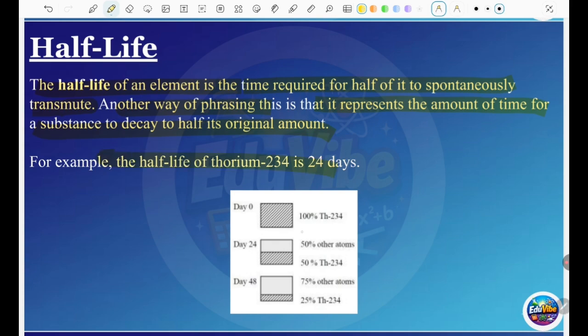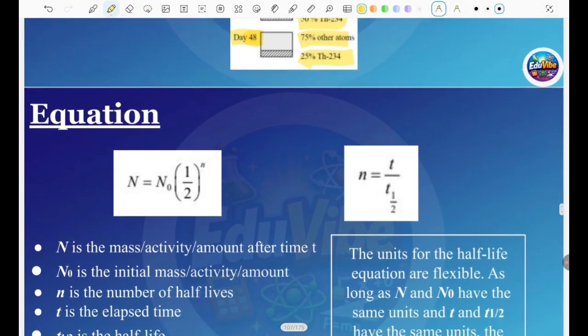The half-life of radium-234 is 24 hours. On day 0 we have 100%, then we have 50%, then 25%. That's all you have to follow, and half-life questions are very easy. We will discuss a question now.